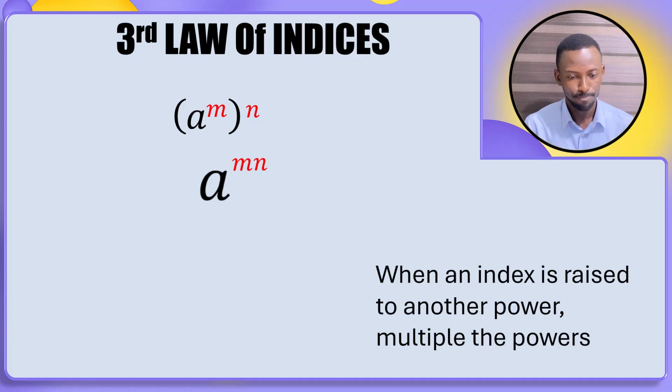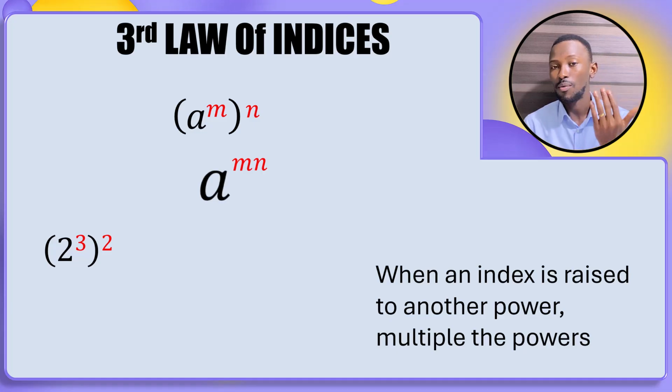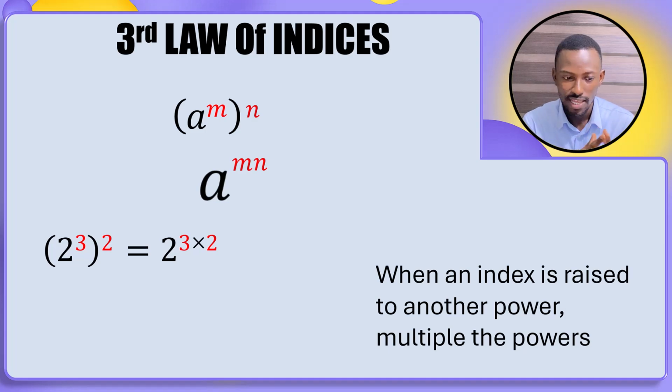So let's look at an example like the one we discussed earlier: 2 to the power 3, in brackets, to the power 2. Just write the base, which is 2, and multiply the powers, and the powers are 3 and 2. So 2 exponent 3 times 2, and it is the same as 2 to the power 6. So that's what the third law of indices states.